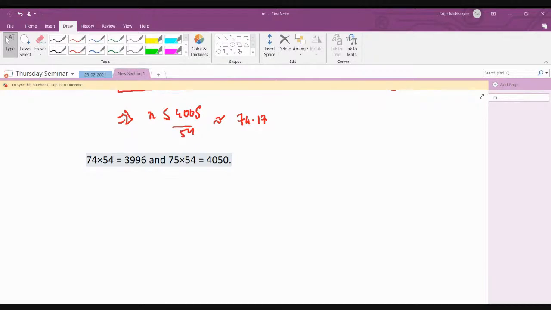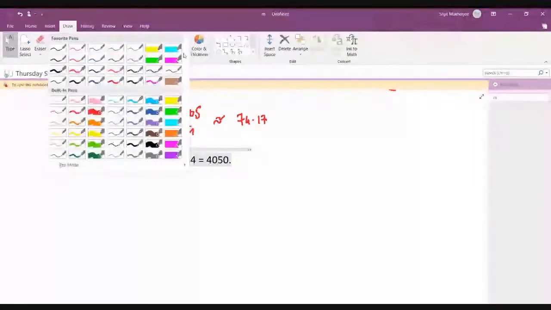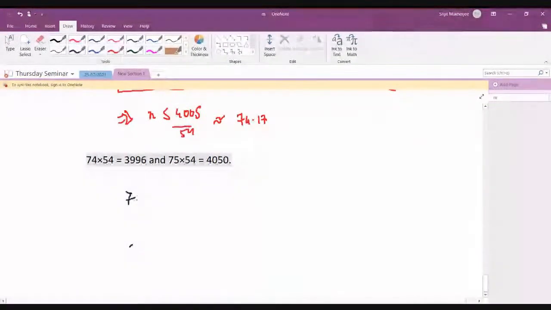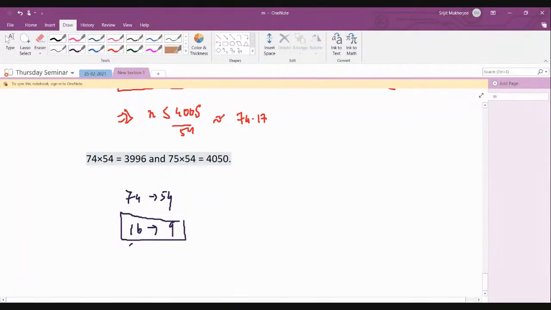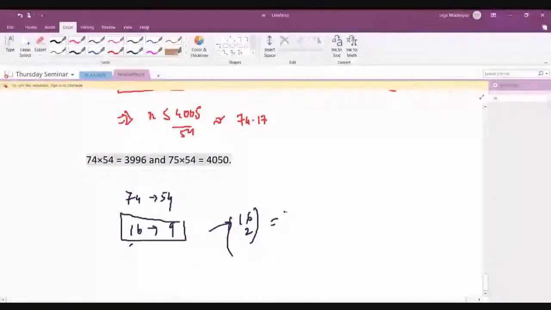We get that 74 people have at least 54 points. Just understand this very carefully. We have 90 players, so 16 people must have the rest of the 9 points. So how can we do it? The 16 people play exactly how many games among each other? 16 into 15 by 2, 16 choose 2 games. That is 120 games.